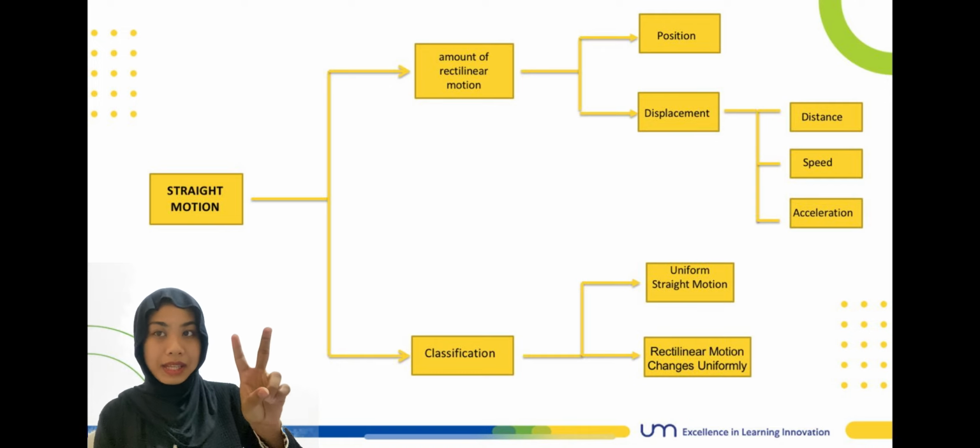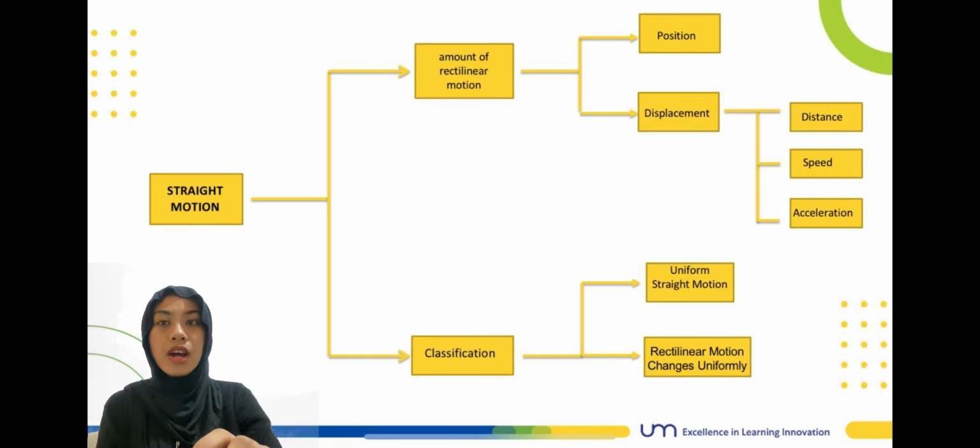The second is speed. Speed measures how far an object moves per unit time. It is a vector quantity that has magnitude or numerical value and direction. Speed can be expressed in various units such as meter per second or kilometer per hour.